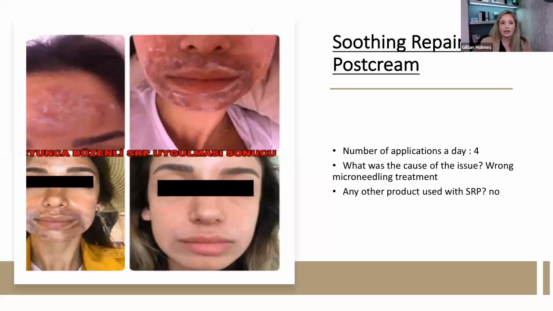And again, another example of that Soothing Repair Post Cream. The issue here, it was not Genesis treatment. Obviously, this was the wrong microneedling treatment used, and as a result, it has caused extreme inflammatory pigmentation around the mouth and on the forehead as well. So this again is an example of the Soothing Repair Post Cream. Number of applications per day, so more of an intensive application throughout the course of the day, used until that inflammation has been reduced.